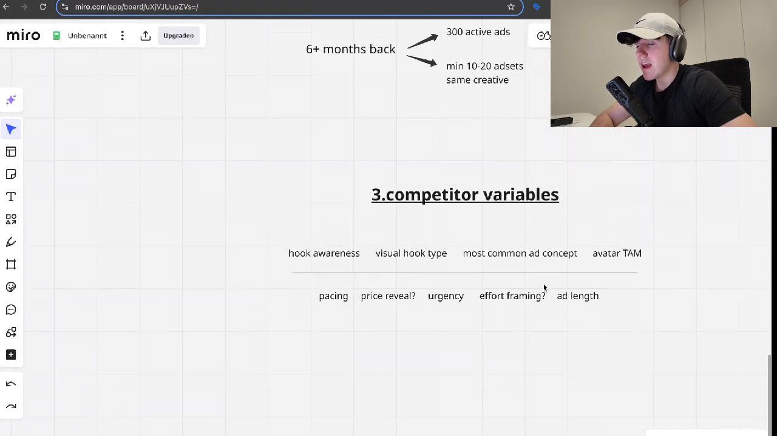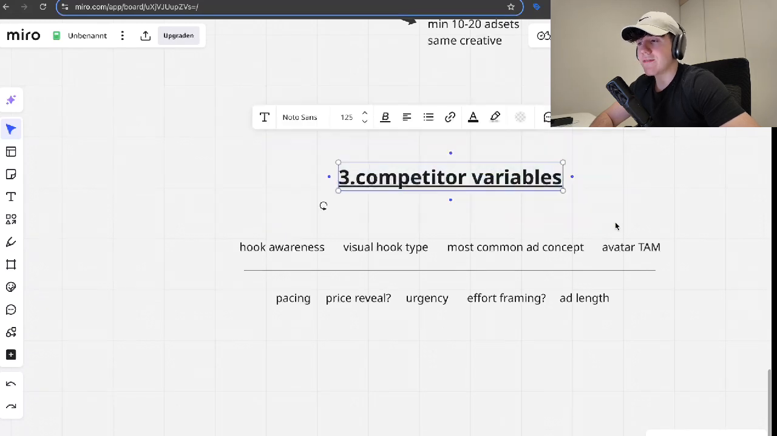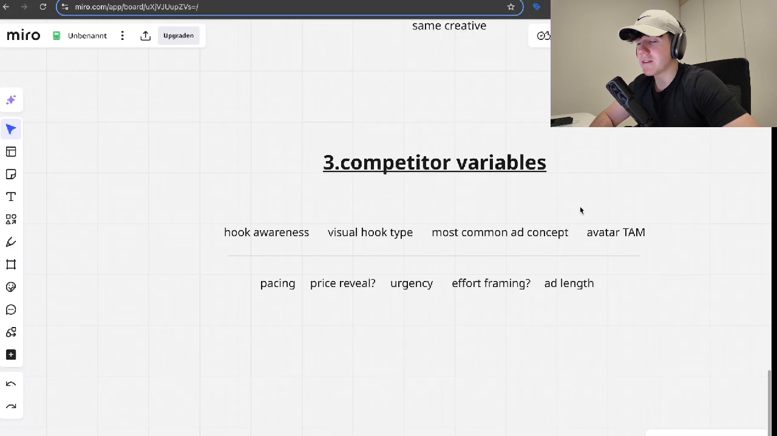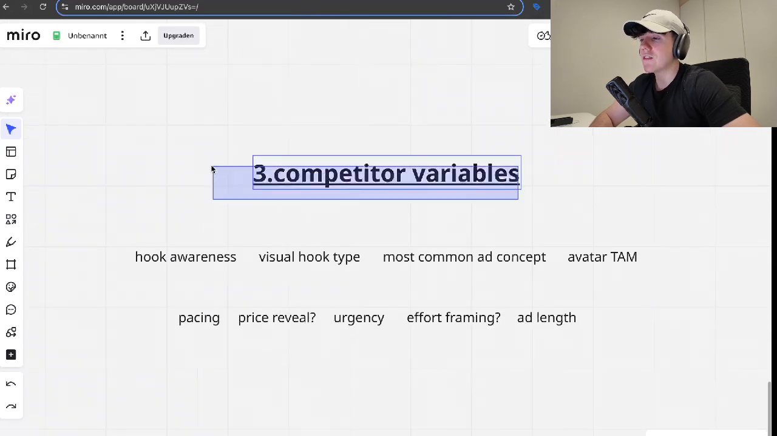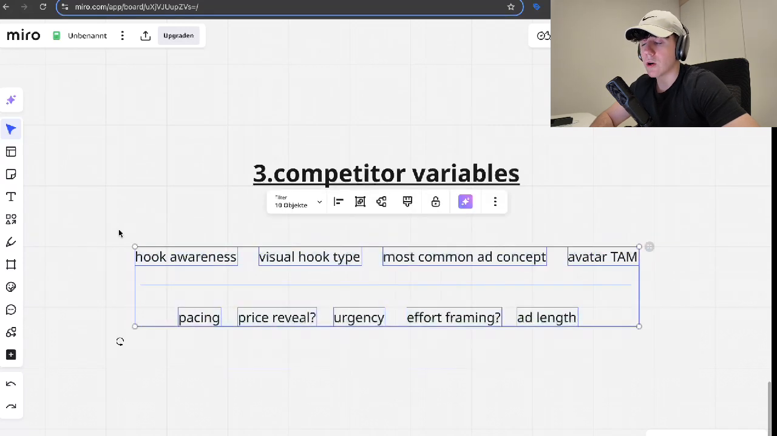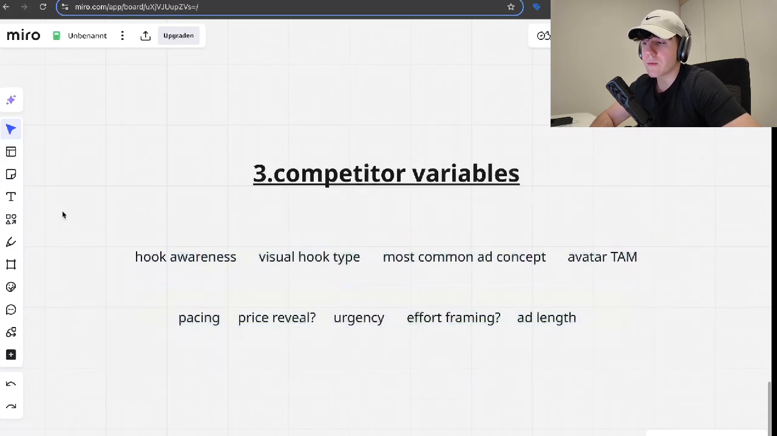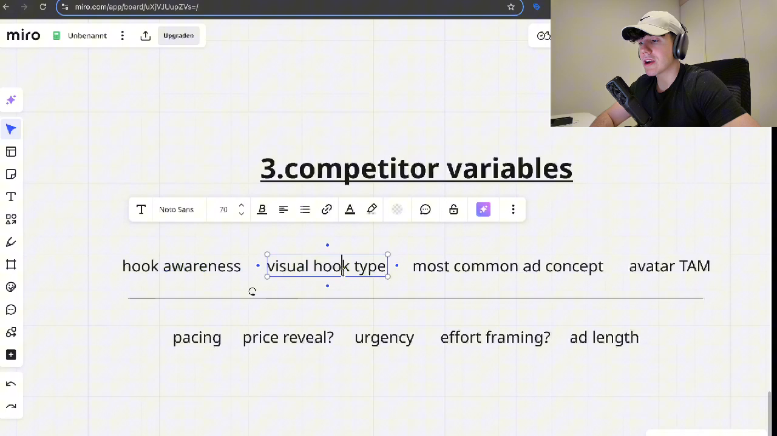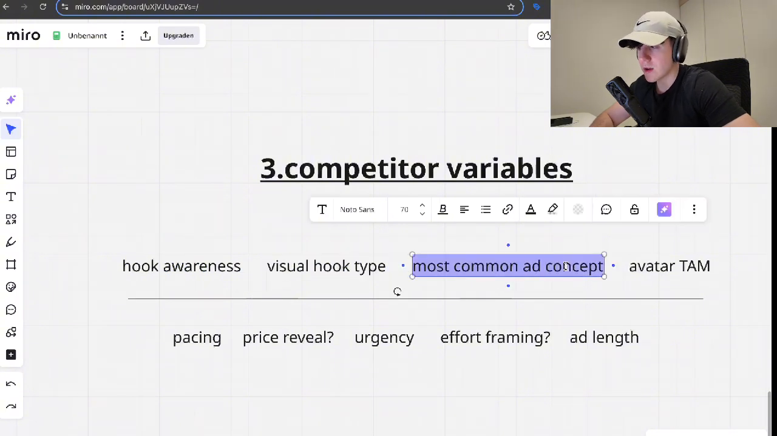Okay, very important. Now, when you've found and validated which competitors you want to look at, you're going to start another spreadsheet, like we said before, and this time you're actually going to track specific types of keywords and specific variables that you want to write down. The more important ones are up here. For example, we have the hook awareness, the visual hook type, the most common ad concept. Is it a UGC, is it a VSL, what types of static concepts do they use, and what's the most common one? Actually count them.